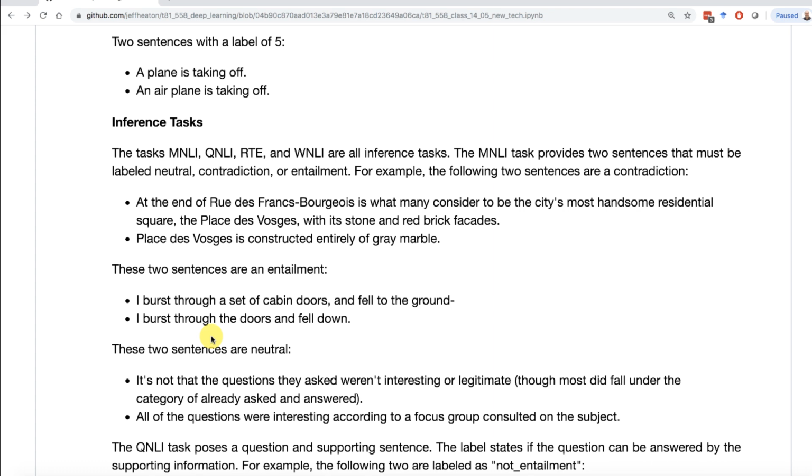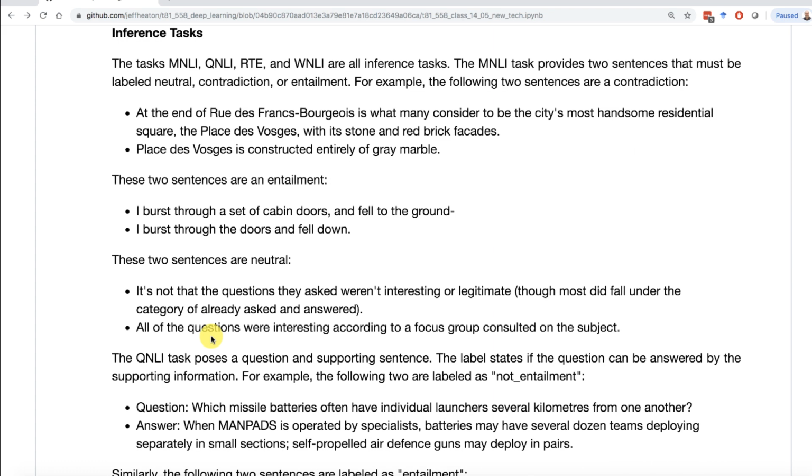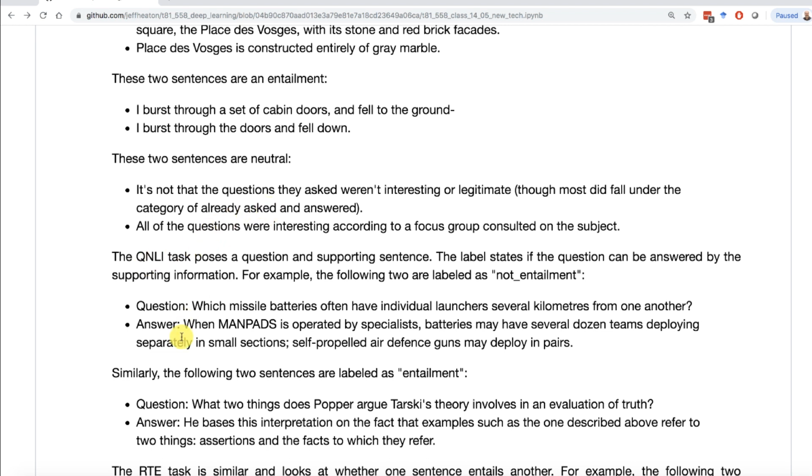I burst through the doors and fell down. They work together. Two sentences that are neutral are given here. The QNLI test poses a question for supporting a sentence. It's either an entailment or not an entailment. So the first one is not an entailment: missile batteries often have individual launchers several kilometers from each other.